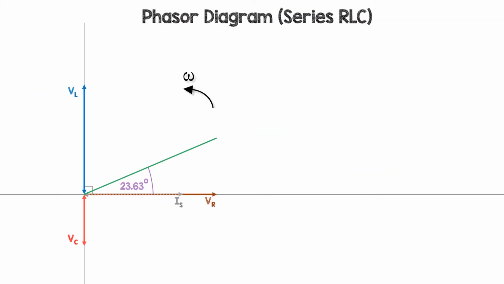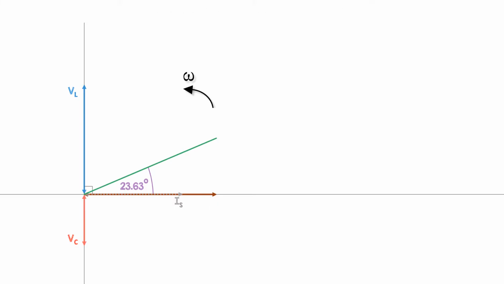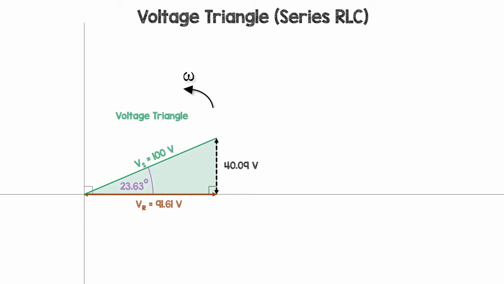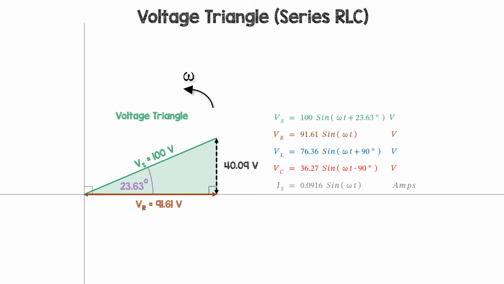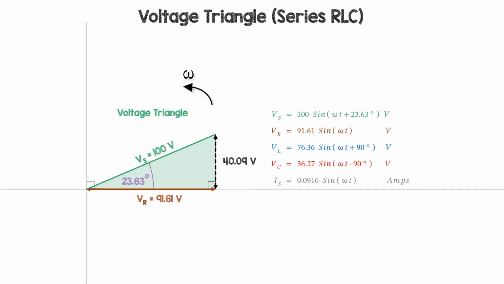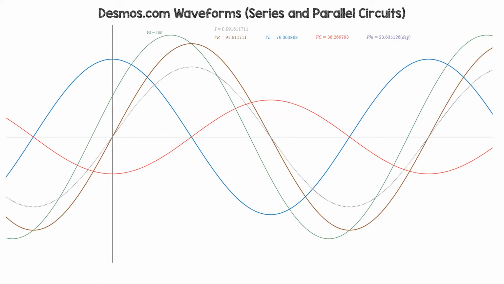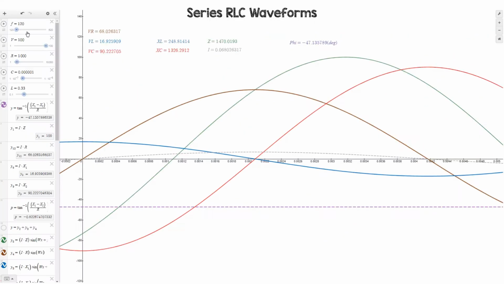There's our phasor diagram for our series RLC example circuit. If we want to, we can show it as a voltage triangle instead. And these are the formulas or equations for the mathematicians out there. These are the waveforms that I've made into Desmos graphs, and see the links in the description for these graphs.